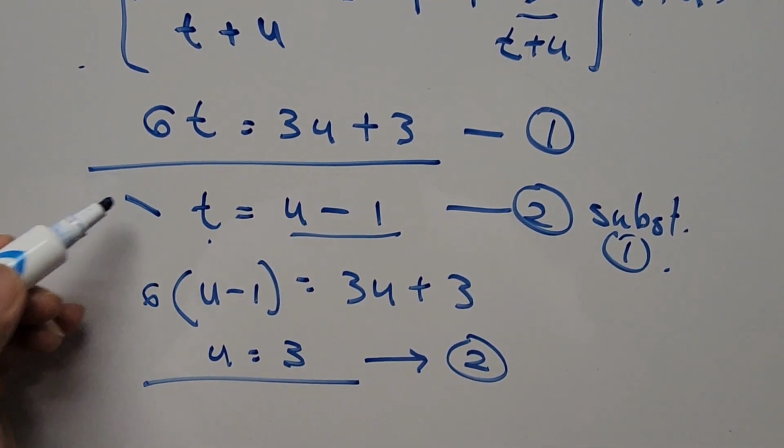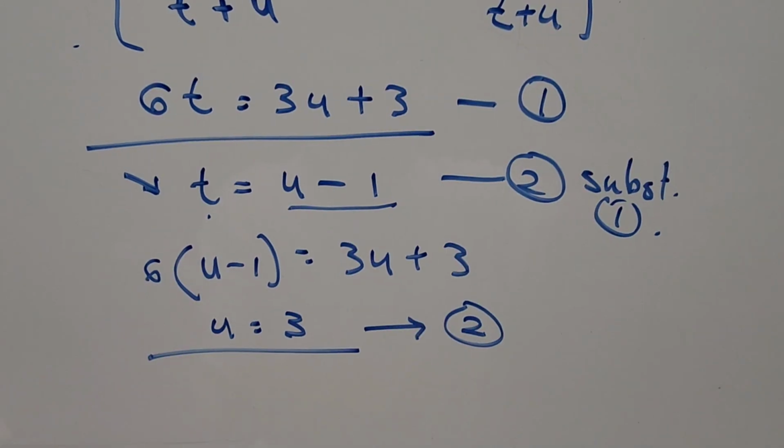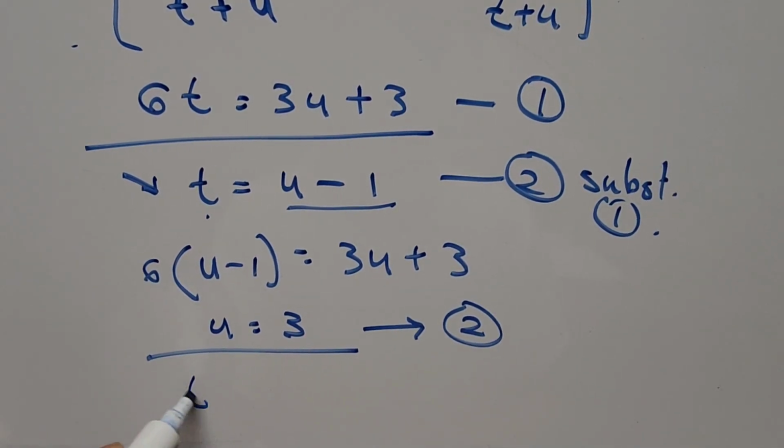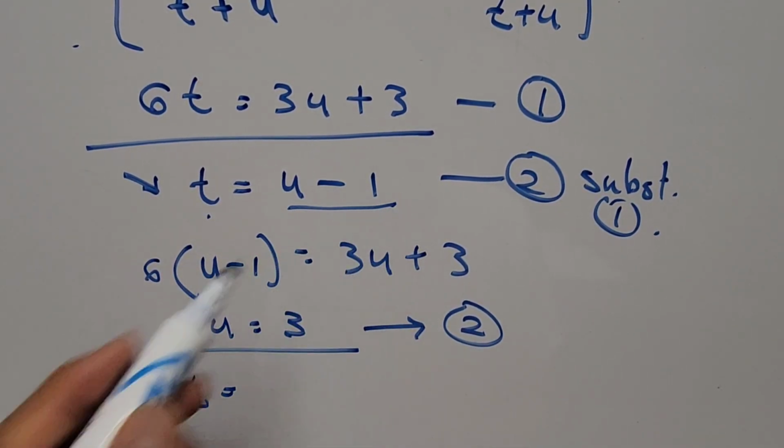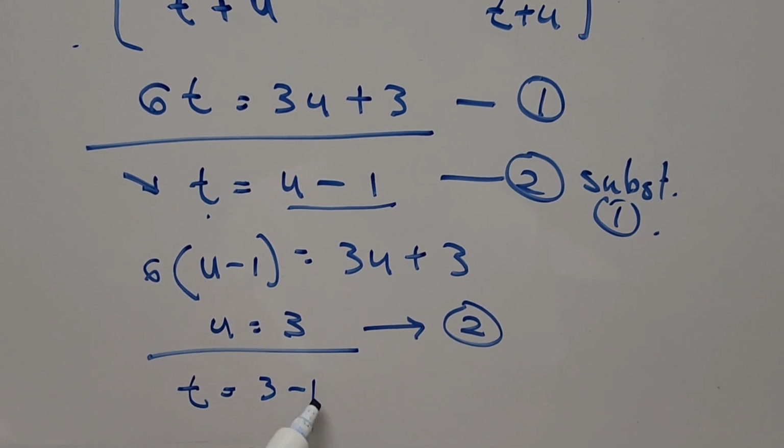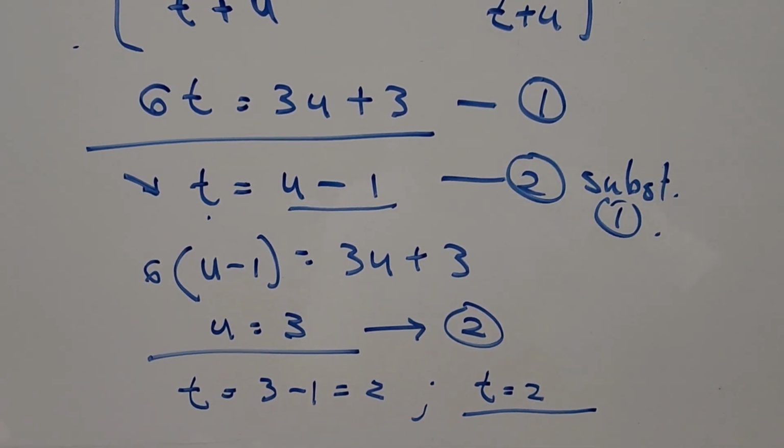We have here the equation 2. So we have then T is equal to U minus 1, that is 3 minus 1. So this is equal to 2. So we have T is equal to 2. So we have two values of our variables now. U is 3 and T is 2. And we have the number.